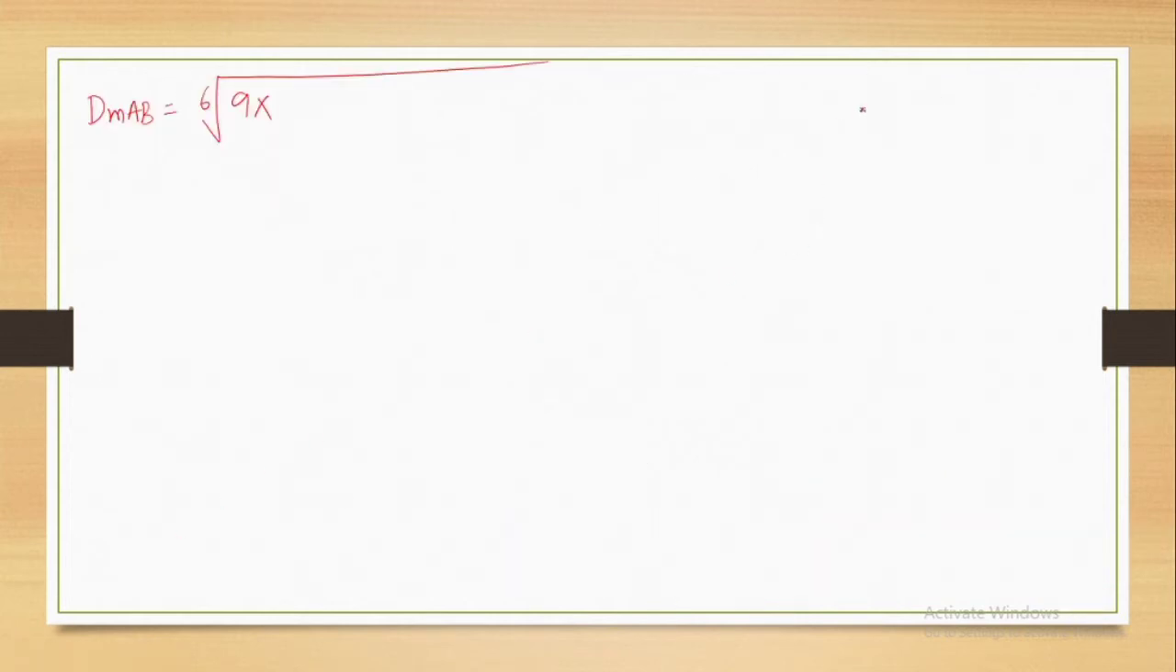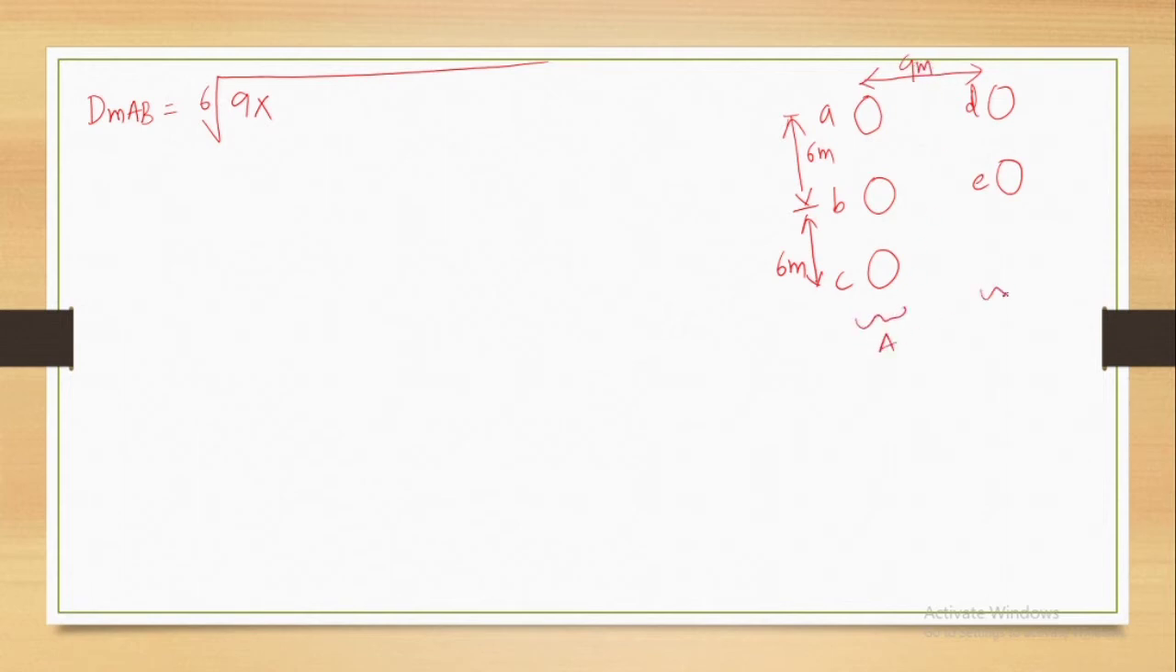Let me draw the diagram again here so that it is easy for you. So this is A, B, C. These are the distances between them. This is one vertical distance 6 meters and this is another vertical distance 6 meters, and this is D and this is E. So D, E, and this horizontal distance is 9 meters. This is A side and this is B side. First we have substituted the A to D distance. Next the A to E distance.